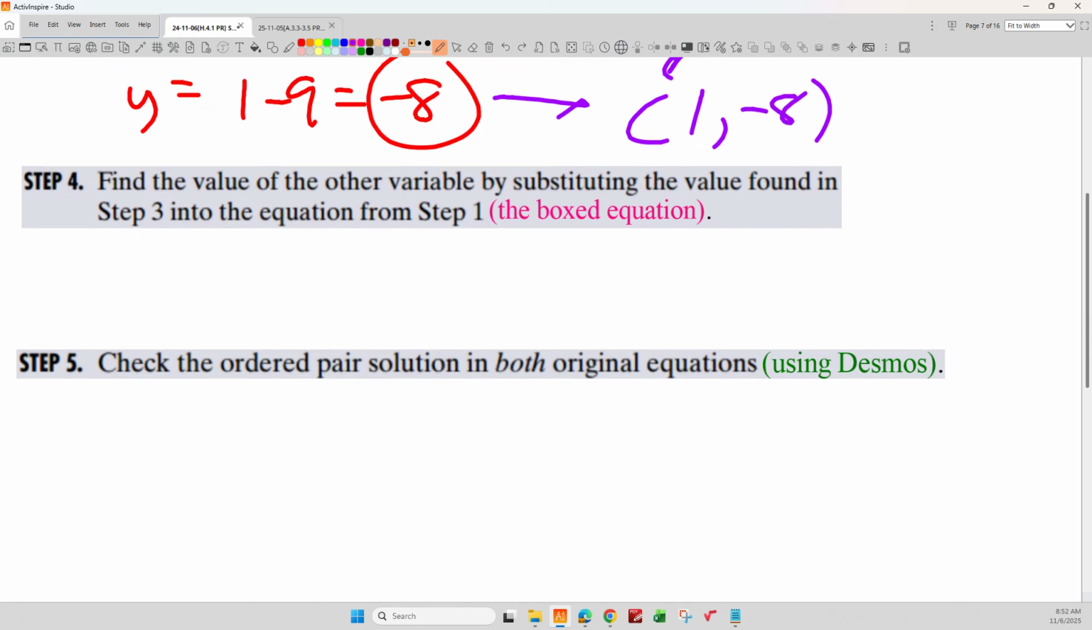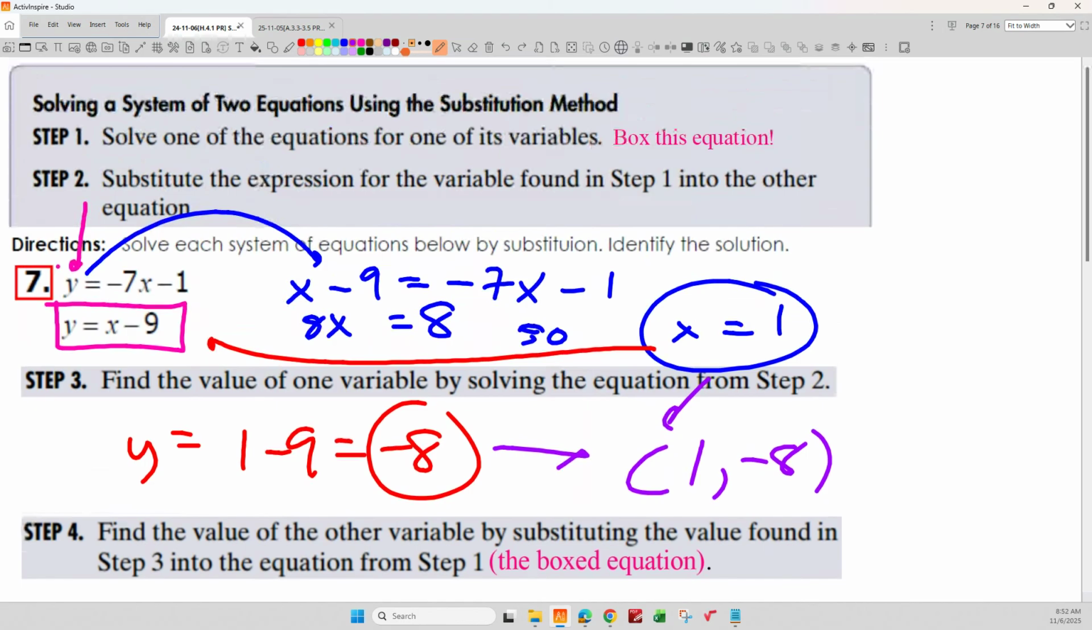And then we could, of course, check our solution by plugging into the original system. Now, here's the thing. How many of those equations do I have to plug my solution into to check? Just one?